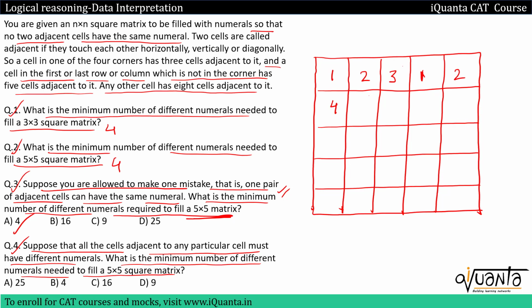Then which number can I use over here? If I use 1, then diagonally 2 numerals are adjacent. If I use 2, then these two will be the same, vertically. If I use 3, these two diagonally will be the same. So I'll have to use a new numeral over here, which will be 5.